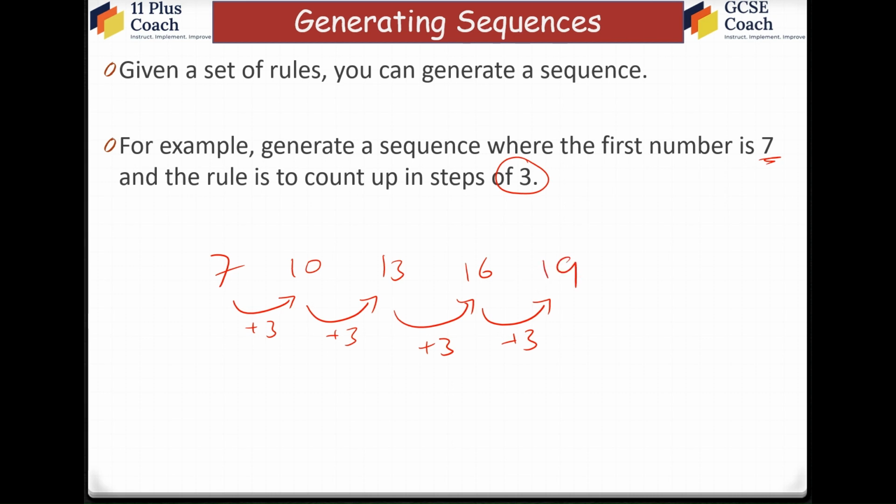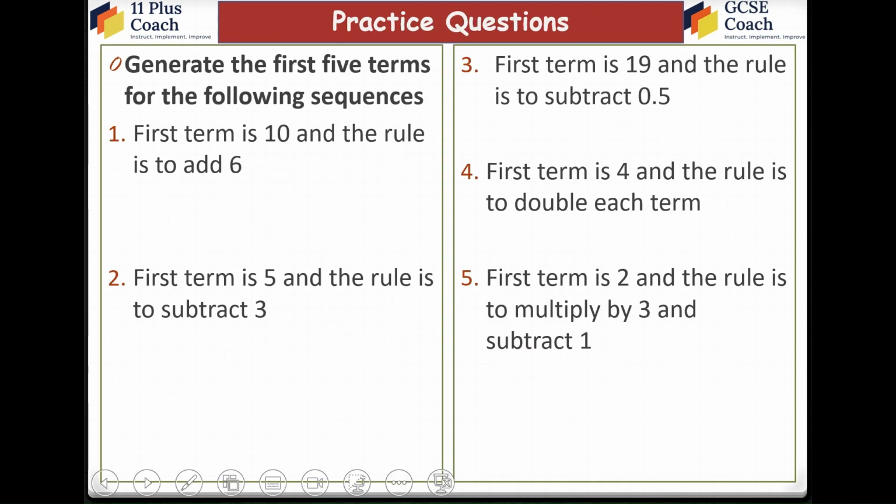So you simply keep on following the rule and you will get the amount of numbers you need in the sequence, depending on the question. Usually they'll ask you for the first 5 terms and so on. Have a go at these questions. Pause the video. Generate the sequence yourself based on the rule that's given. And when you're ready, play the video to see if you get them right.